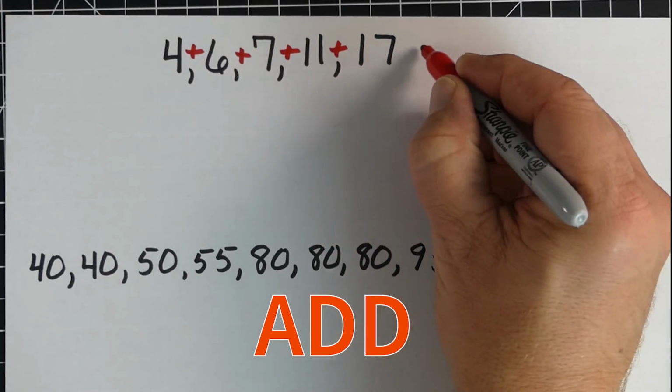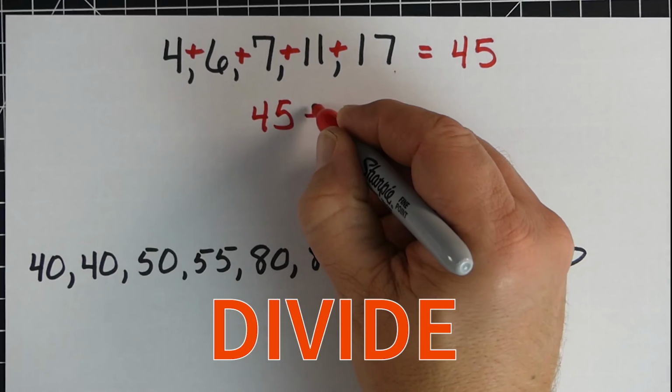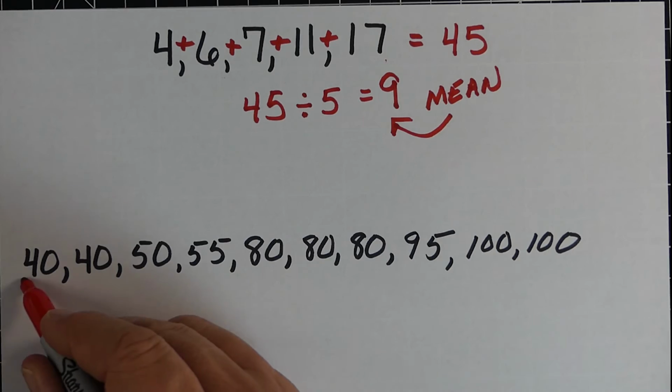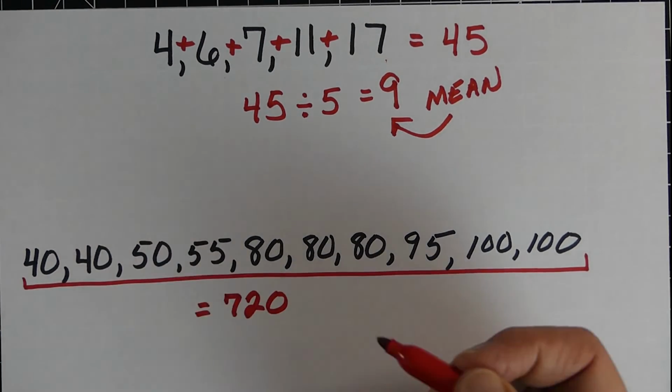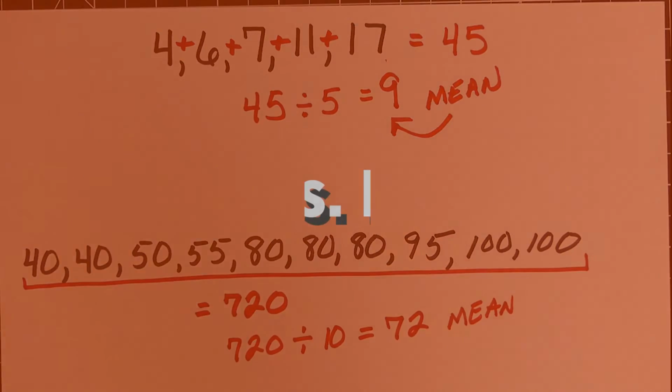First step, I add the numbers up. In this case, it equals 45. There's 5 numbers, so I'm going to take 45, divide by 5, and so my mean is 9. On this next example right here, we're going to add all these numbers up again. We get 720, and because there's 10 of them, we're going to divide by 10, and so the mean is 72.